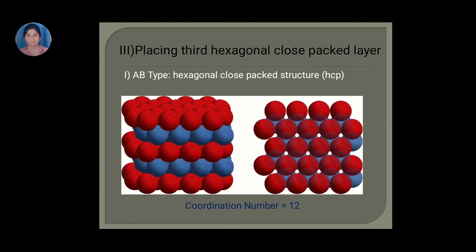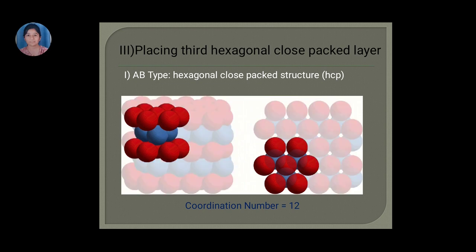And if we see, all the B type layers are similar in structure, and the coordination number in this HCP structure is 12. Yes, it will be 12. So this is all about placing the third hexagonal close packed layer, but AB type.